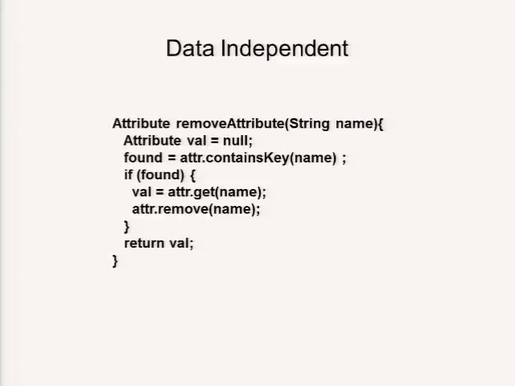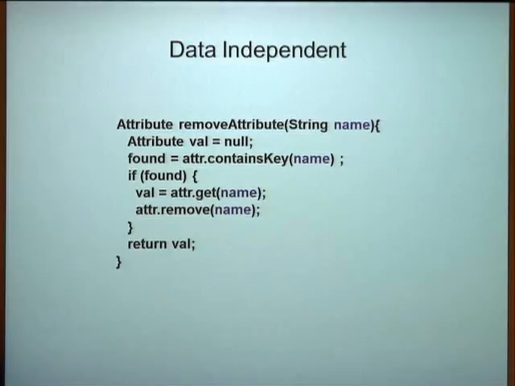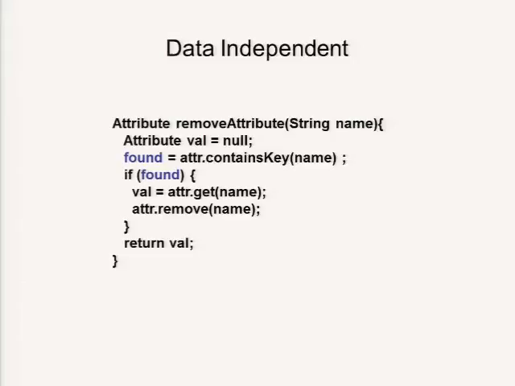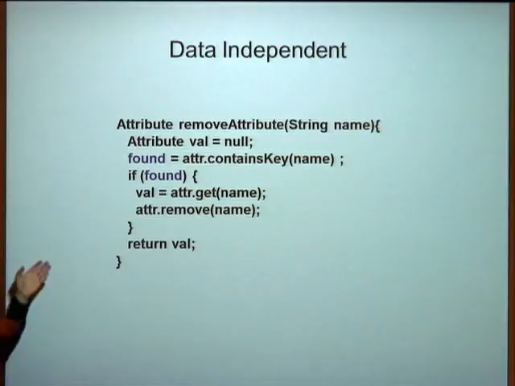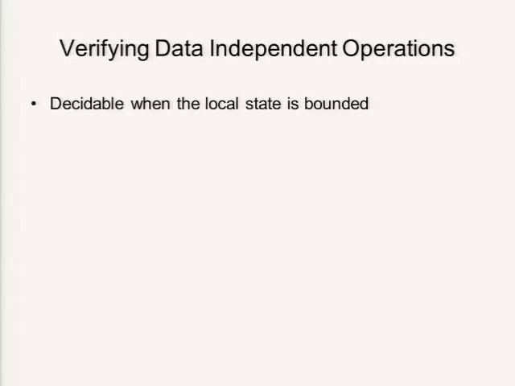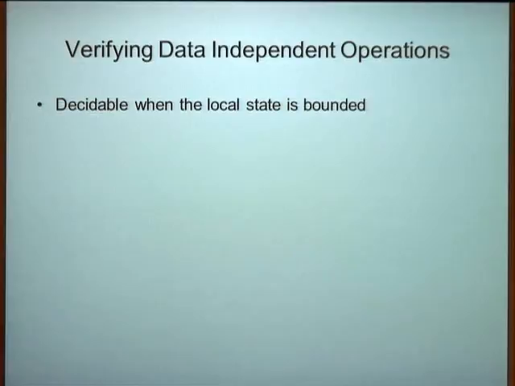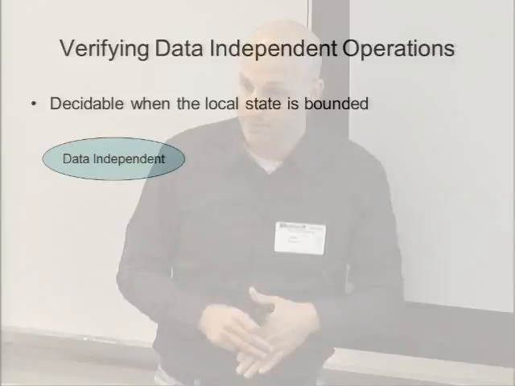So we defined the notion of data independence. Informally, a composed operation is data independent if the only global is the collection itself, if the input is used only as a key in the collection operation, and if all the branches in the composed operation are based only on the result of the collection and only check whether the key is inside the collection or not. We use this notion to show that verifying linearizability of data independent composed operations is decidable when the local state is bounded. The reason is that if I know that a composed operation is data independent, then if a violation exists for a certain key, a bug exists for each key. So actually I need to check only a single input key.